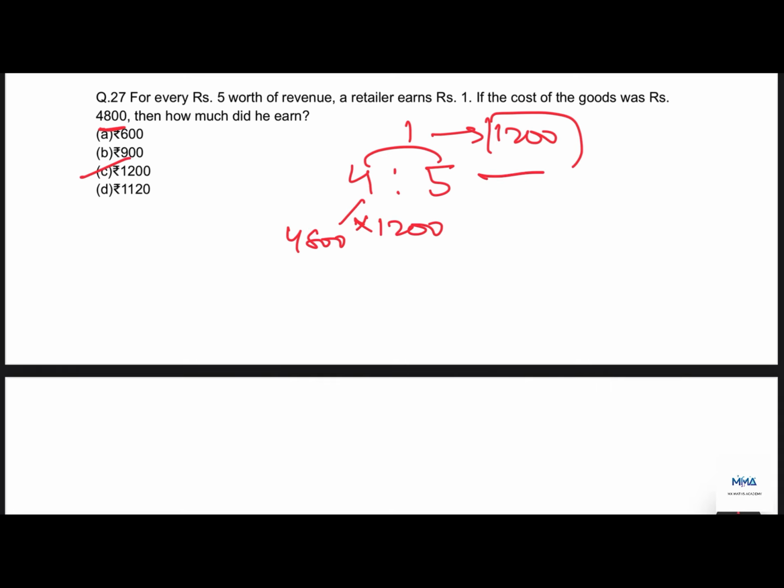For every 5 rupees worth of revenue, a retailer earns rupees 1. If the cost of the goods was rupees 4,800, then how much did he earn? For 5 rupees worth of revenue, he is earning 1 rupee. So the profit is 1 and the CP is going to be 4. If the cost of the goods was 4,800, so 4 corresponds to 4,800. So each unit is going to be 1,200. Since the gain is 1 unit, the answer is going to be 1,200.